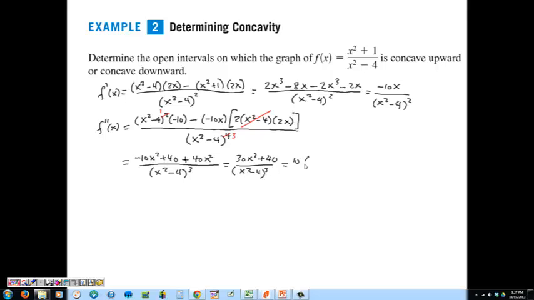Factor out a 10: 10 times 3x squared plus 4 over x squared minus 4 cubed. That's my second derivative. Set that equal to 0.